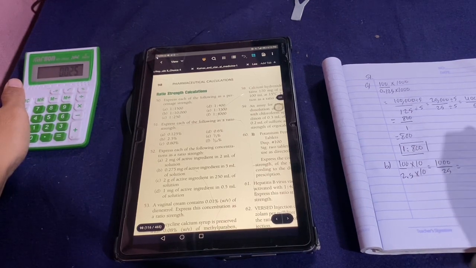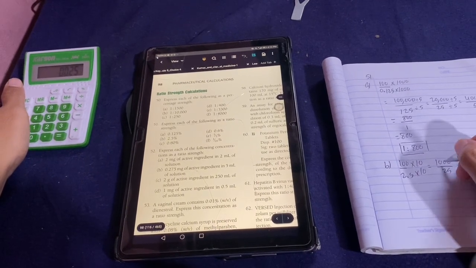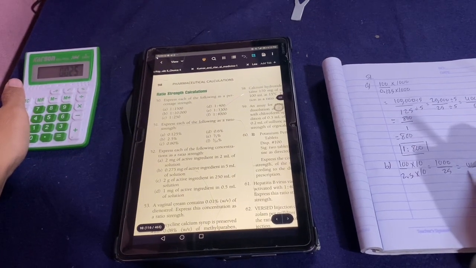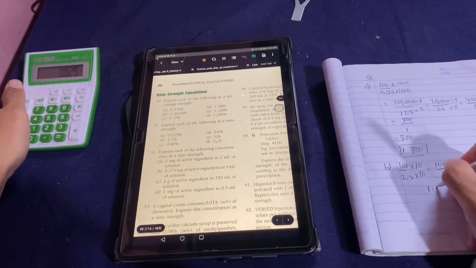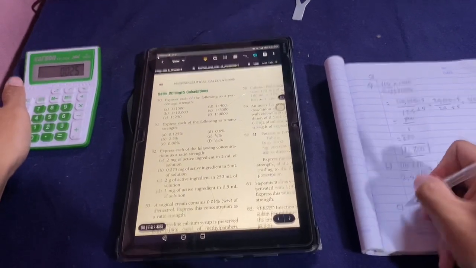Pag 100 is divided by 25, it's equal to 4. So if 1,000 divided by 25, it will be equal to 40. So ang 40 na yan, anong gawin ko sa kanya? Sabihin ko 1 is to 40. And that's our answer for B. So let's go to C.